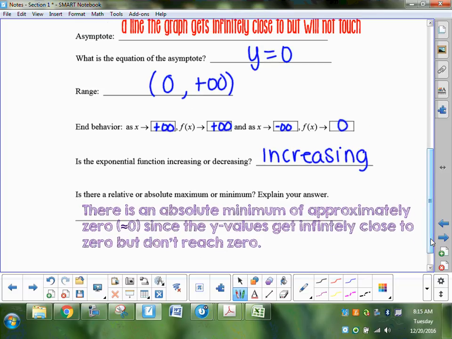What about absolute maximum? Is there one? Yeah. Nope. But it goes to infinity. Can you hold infinity apples?